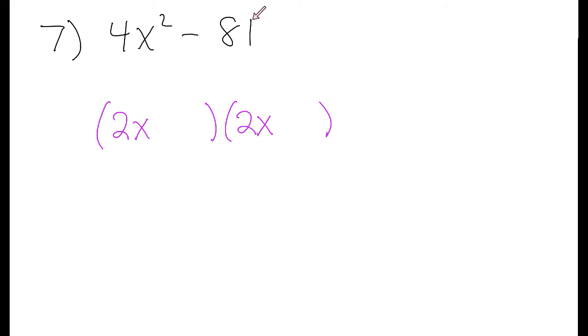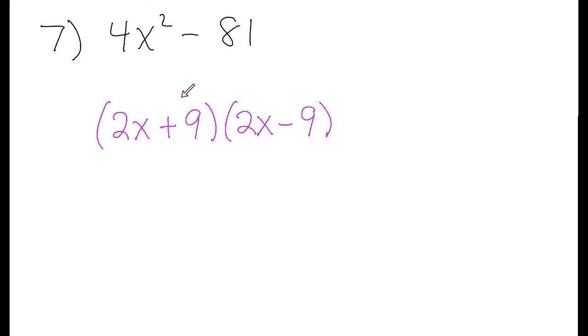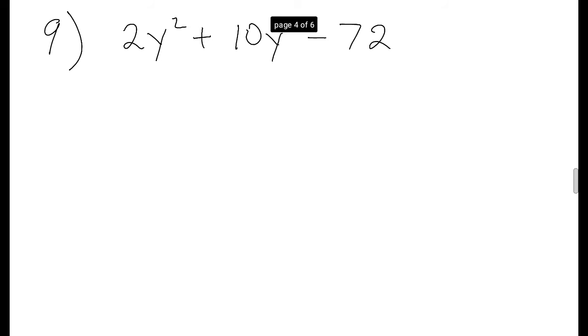What times itself gives me 81? Well, it's the square root of 81, which is 9. So I put a 9 here and a 9 here. And then I just put a plus here and a minus here. And if you want to go on the wild side, you can put a minus sign here and a plus sign there. Impress all your friends. Next problem.